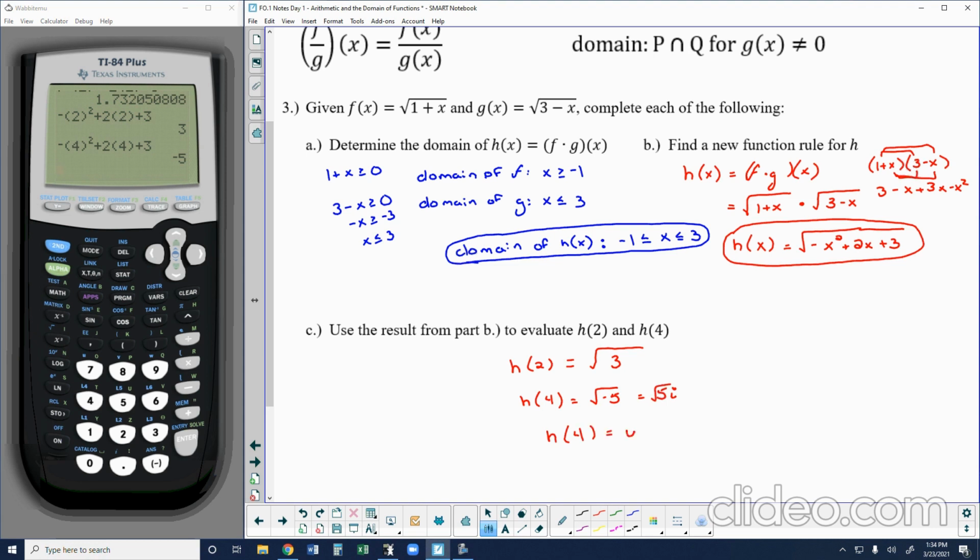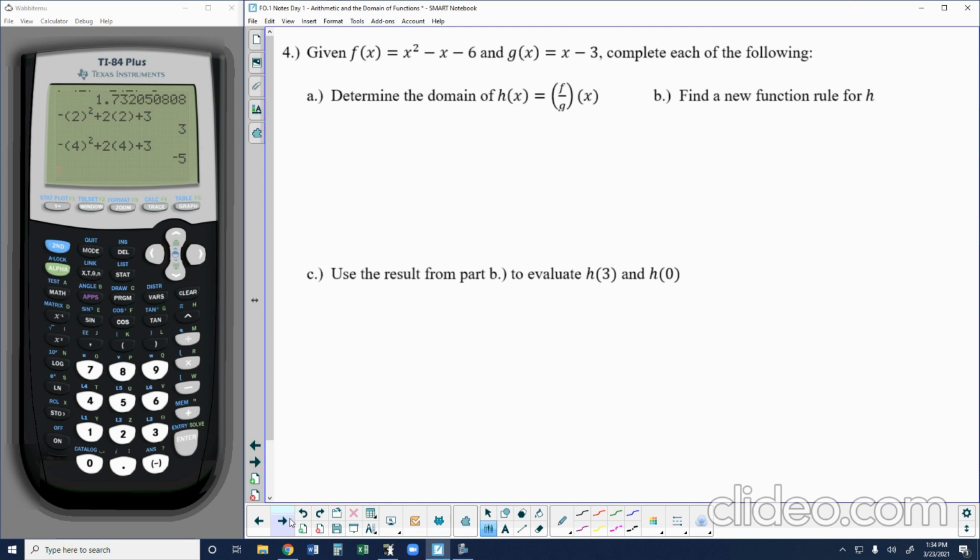Finally, the last question, problem 4 here, is a division of two functions. So h of x in this case is going to be f divided by g of x. Again, when finding the domain, we want to first identify the domain of f and the domain of g. The domain of f is going to be a quadratic function, and without any domain restrictions, it's going to have a domain of all real numbers. G is also going to have a domain of all real numbers, as it is a linear function.